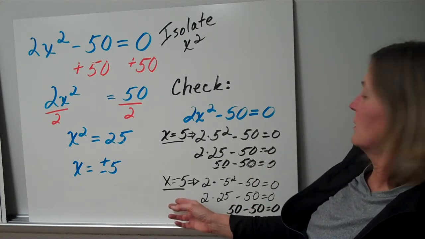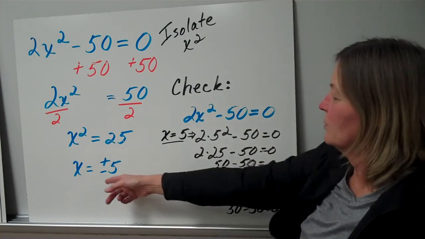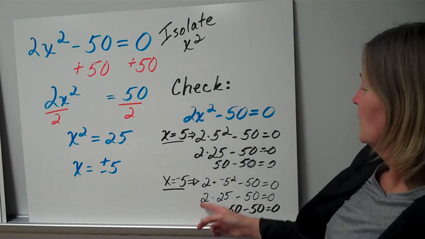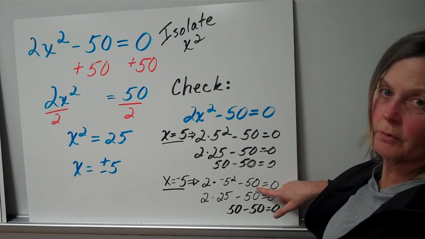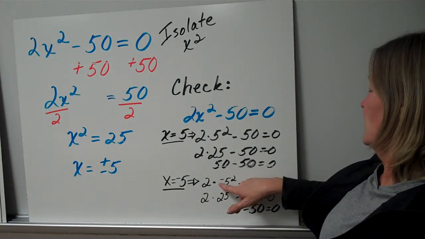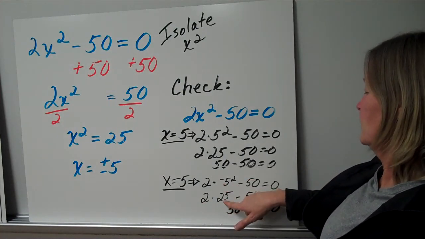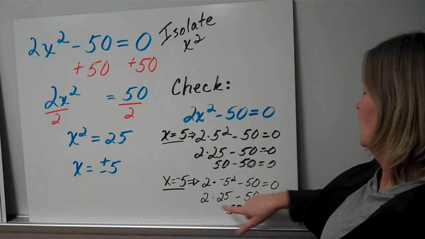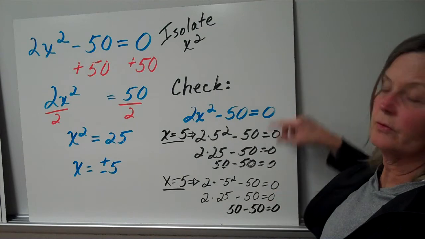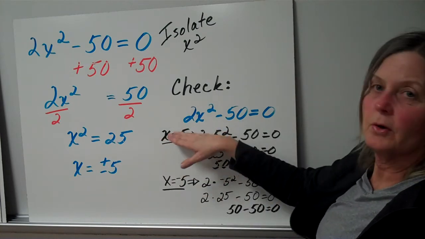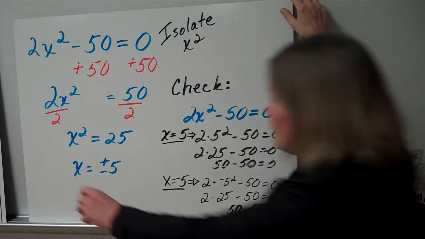Same process for negative 5, so be sure to check both answers because you did get two answers. 2 times negative 5 squared minus 50 equals 0. Negative 5 squared, remember, will be a positive 25, times 2 is 50, minus 50, and you again get 0. So that tells you that both of those answers are correct.